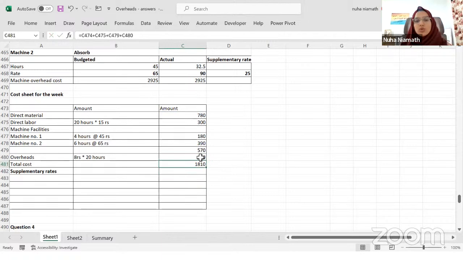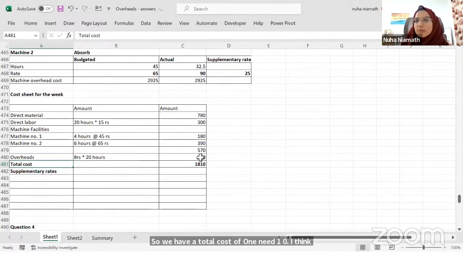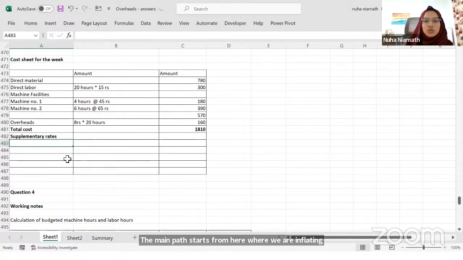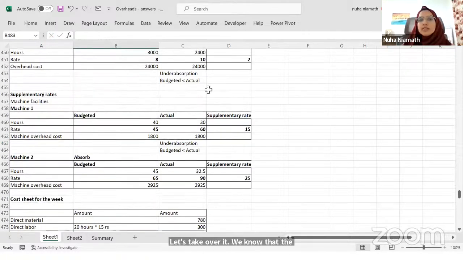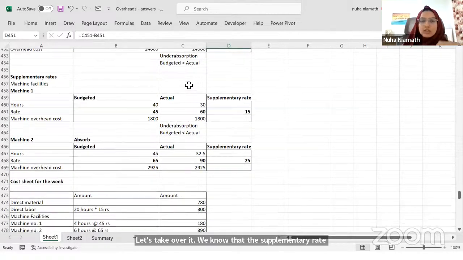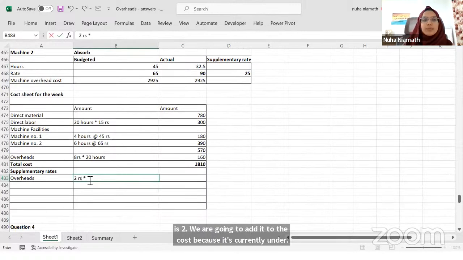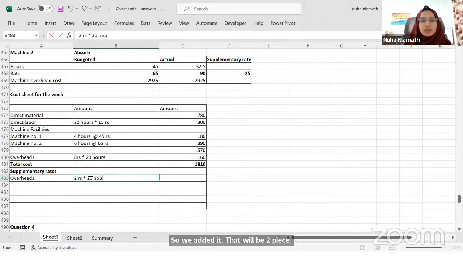So we have a total cost of 1810. I think till here it's clear because this is literally from the question. The main part starts from here, where we are inflating the cost with a supplementary rate. The first one is the overheads cost. We know that the supplementary rate is 2 rupees. We are going to add it to the cost because it's currently under absorbed. That will be 2 rupees into 20 hours.